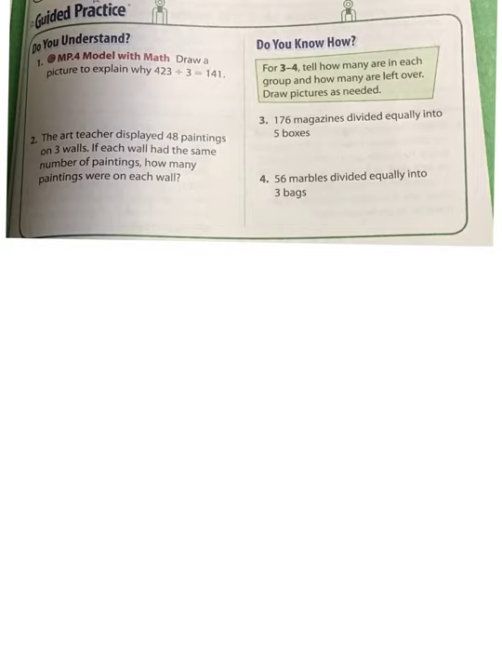Let's look at number 2. It says, the art teacher displayed 48 paintings on 3 walls. If each wall had the same number of paintings, we would like to find out how many paintings were on each wall. So I know I have 48 paintings, and I'm going to divide them equally between 3 walls. So I'm going to have 48 divided by 3. If I add 4 plus 8 together, I get 12. And 3 times 4 is 12. So this number, 48, is a multiple of 3. So I should not have a remainder.